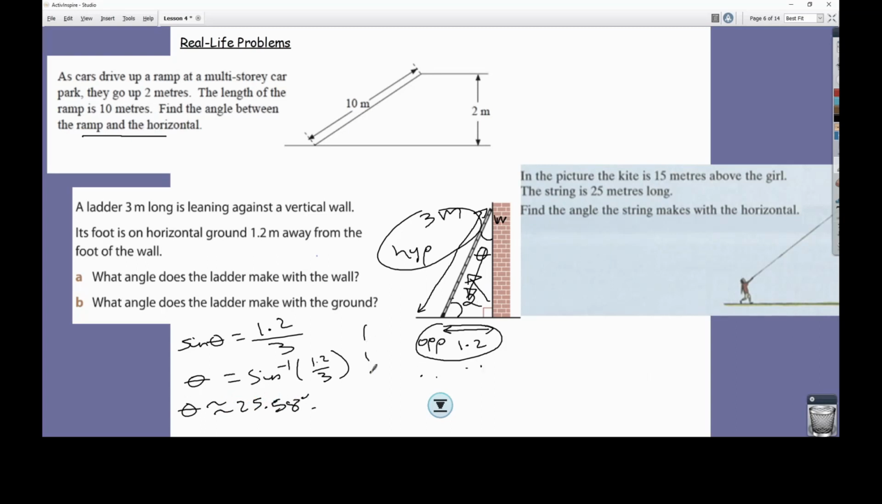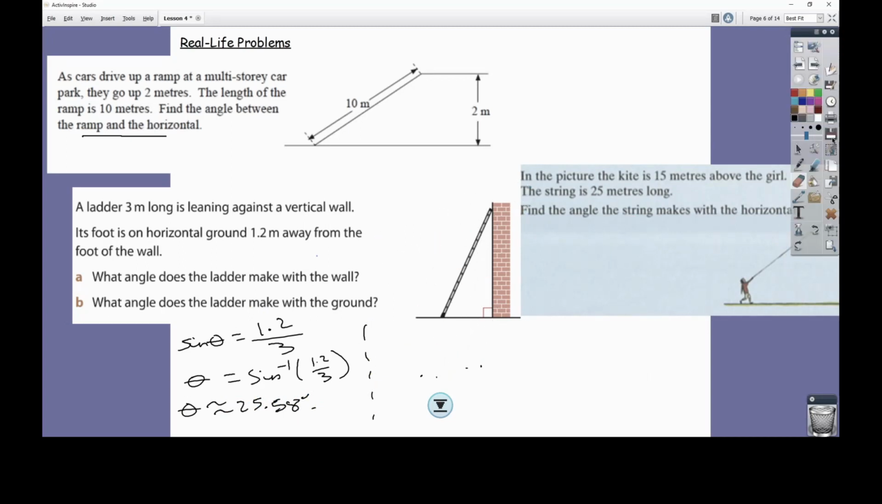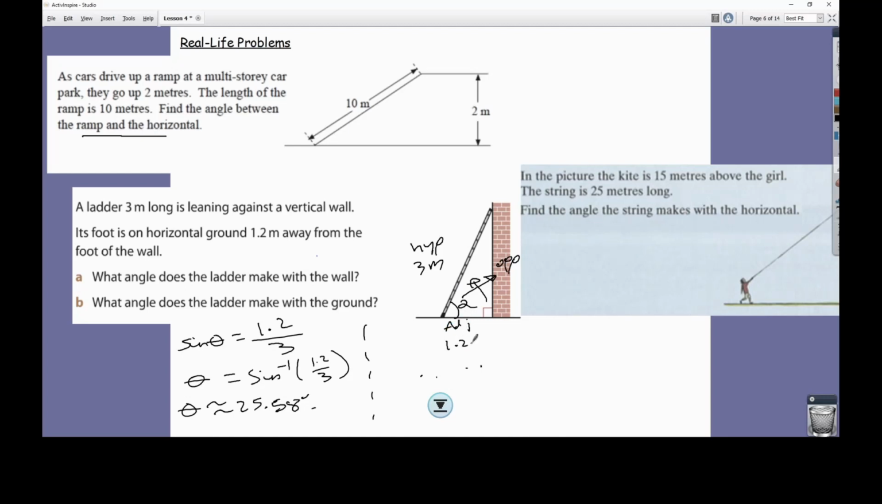And then if I want to get alpha, so this is now the angle the ladder makes with the ground, I'm going to erase my previous workings because otherwise it'll get a bit confusing. So the angle with the ground I decided to call alpha. The hypotenuse was 3 meters because that's the length of the ladder. The opposite I do not know, I don't need to know. The adjacent is given to me as 1.2 meters.